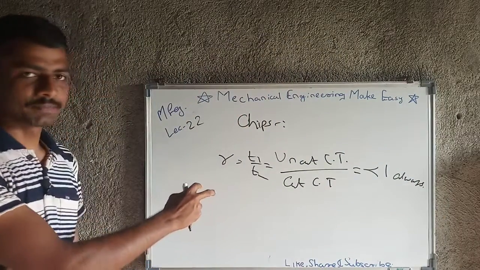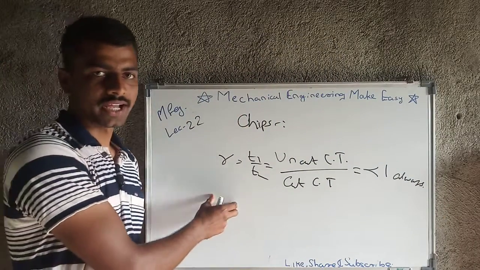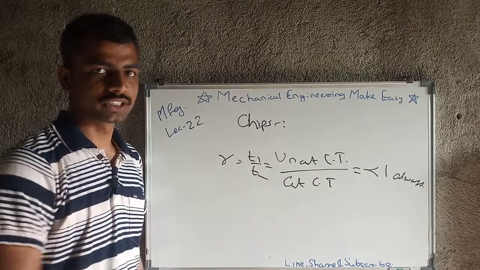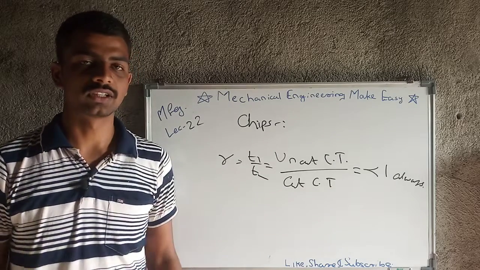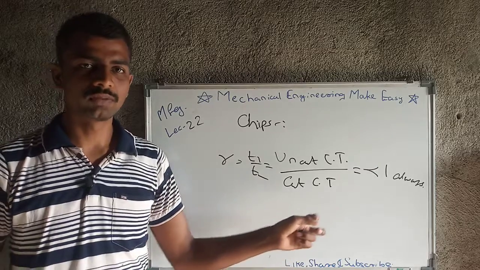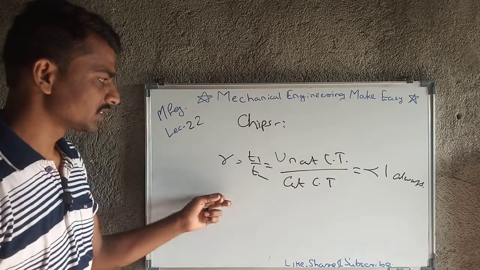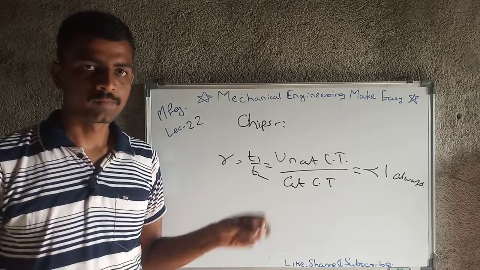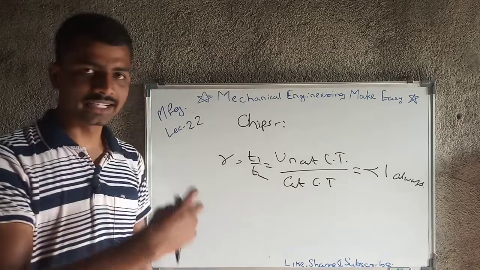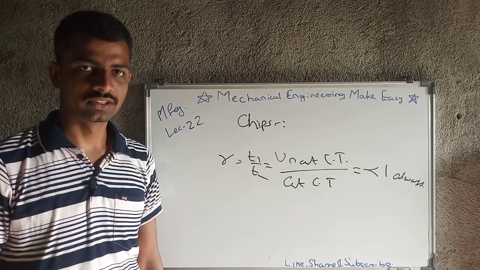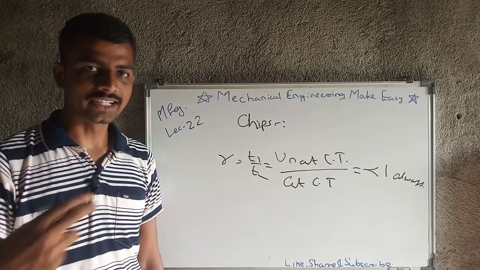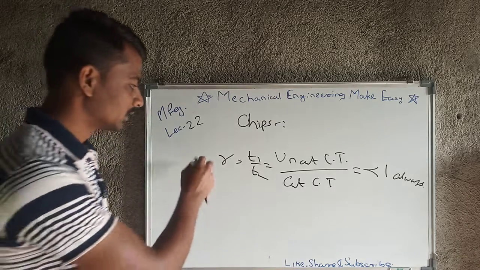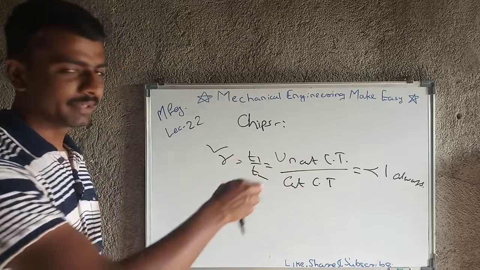The chip thickness ratio, which is denoted by R, is equal to T1 by T2, which is equal to uncut chip thickness upon cut chip thickness, and which will be less than 1 always. And why is it less than 1? Because after cutting the chip thickness increases, that's why the R, that is chip thickness ratio, will be less than 1 always.